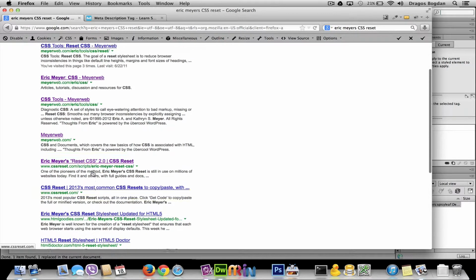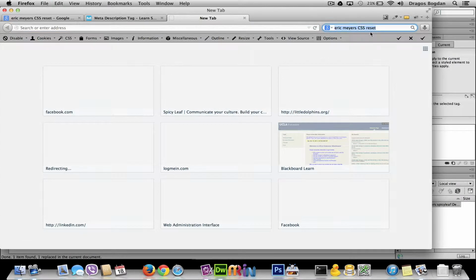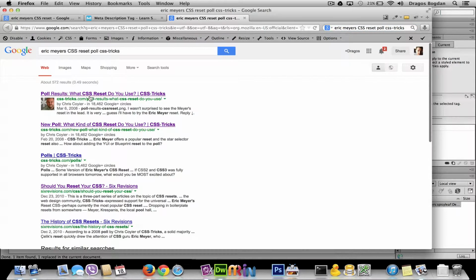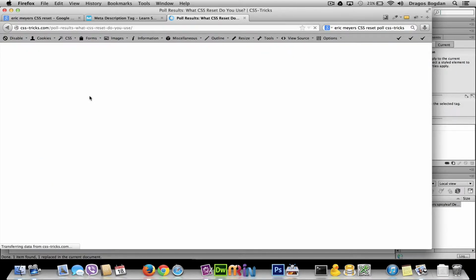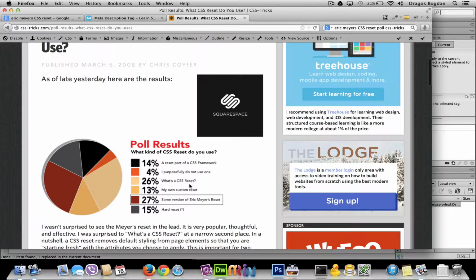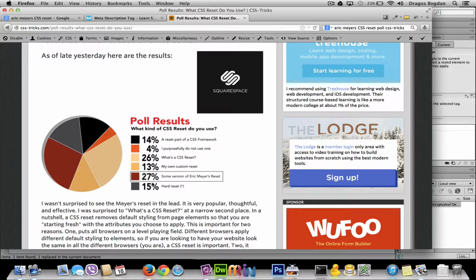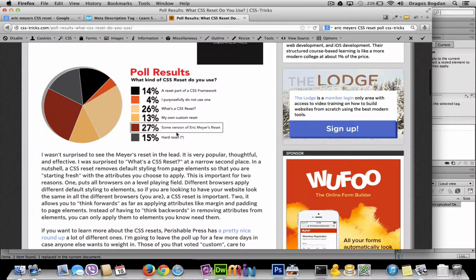Because I think when I just recently Googled Eric Meyer's CSS reset poll, CSS Tricks, and yeah, here we go. And Chris Coyier, he did a poll on who uses what, and look at that. 26% saying what's a CSS reset. Interesting, but 27% of the people following him, mind you, are using Eric Meyer's. So it's interesting because I suspect that it says a reset part of a CSS framework. A lot of those are using Eric Meyer's, or if you're using something like HTML5 Boilerplate, it uses Eric Meyer's reset. So this number could actually be underrepresentative of what it's actually being used in.